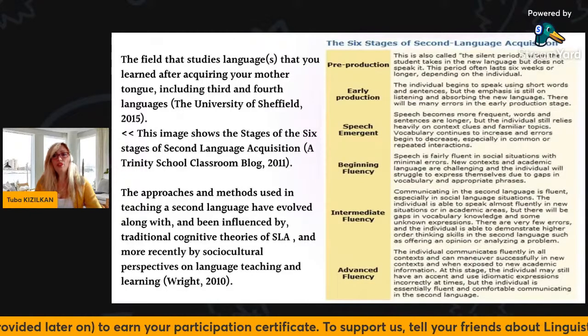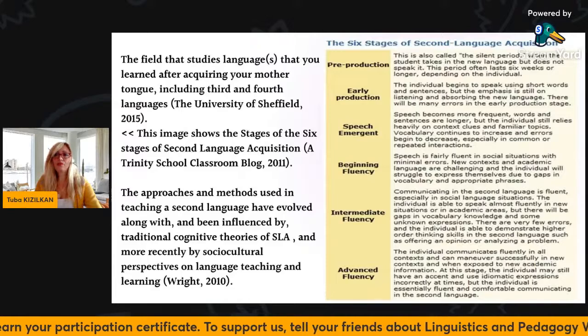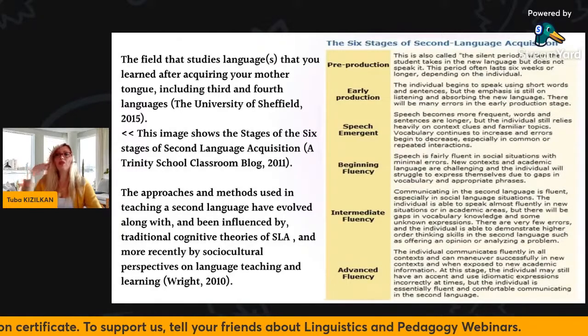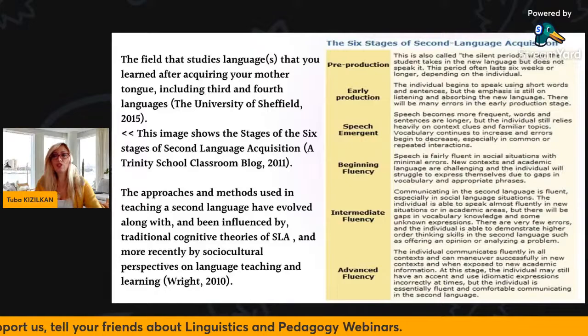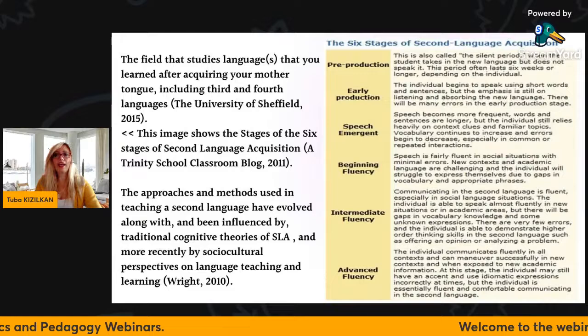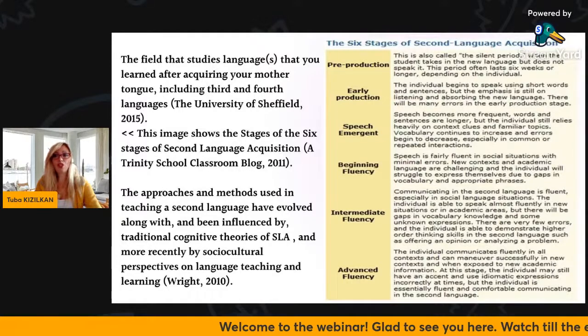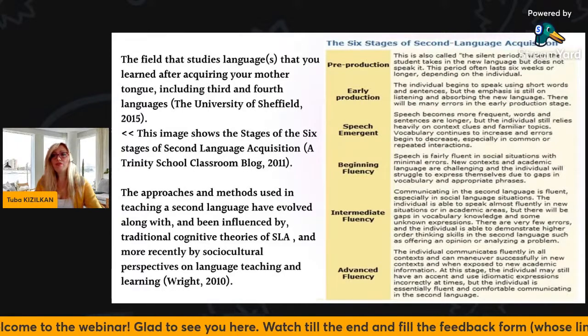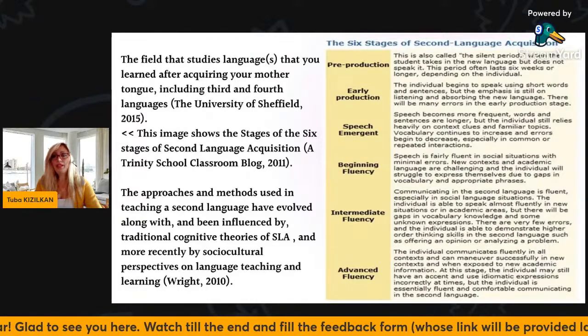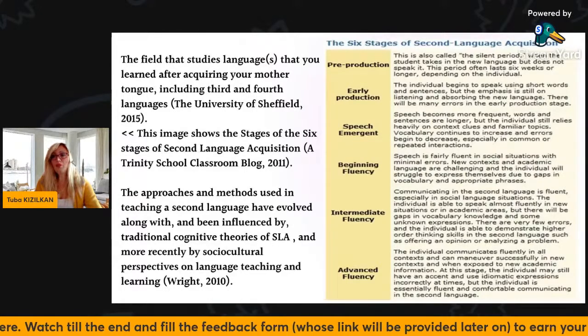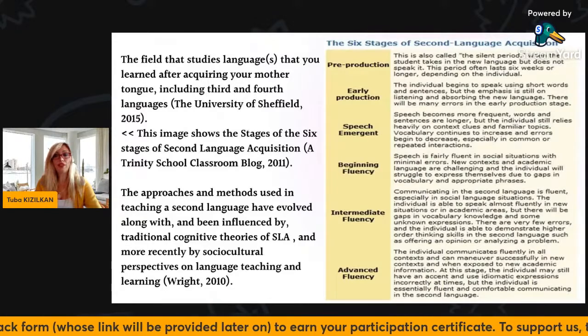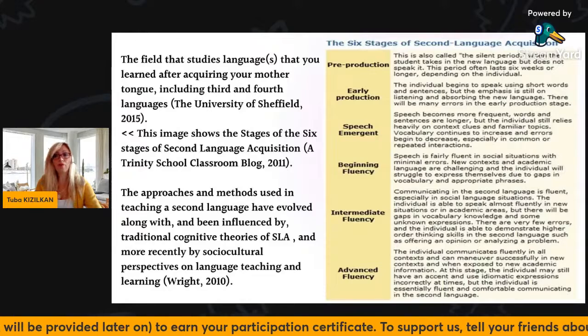And the very next stage is called intermediate fluency. In this stage, the learner becomes even more fluent, especially in social language situations. The learner is able to speak almost fluently in new situations and in academic areas, but there will be gaps in vocabulary knowledge and some unknown expressions. Still, he or she makes a few errors, yet is able to demonstrate higher order thinking skills in the second language, such as offering an opinion or analyzing a problem.